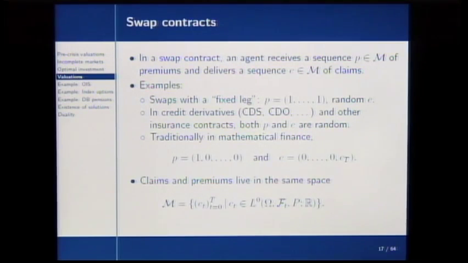And there are interesting cases where both the premiums and the claims in the contract that are exchanged are stochastic. That happens, for example, if you look at credit derivatives. The claim part would be the insurance against the default of the reference entity, and the premium sequence would be constant until the time of default, after which it is 0. So both sequences would be random because the time of default is random.